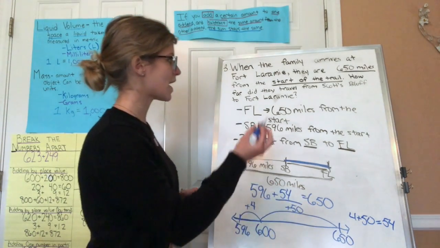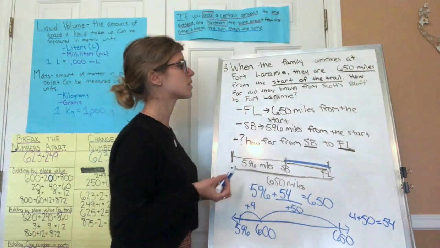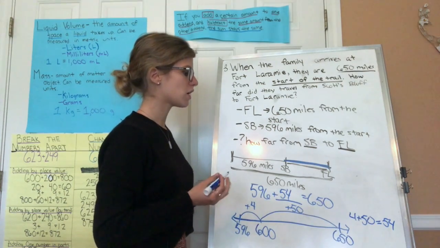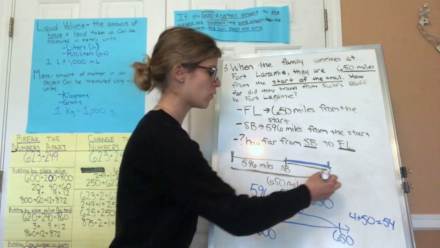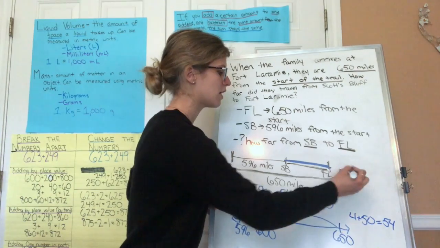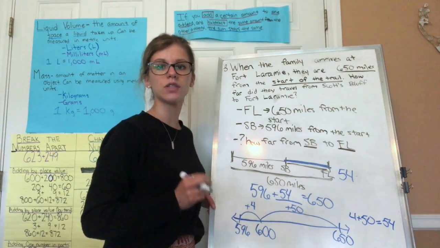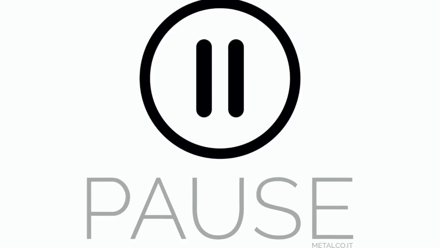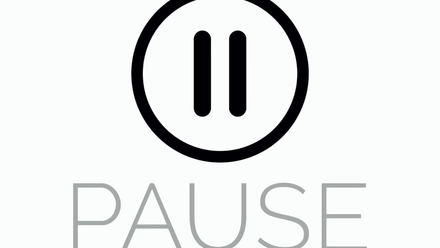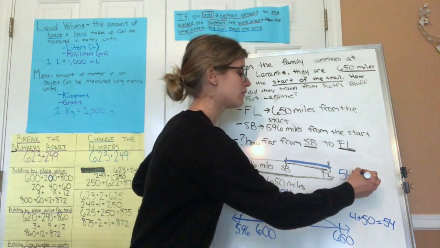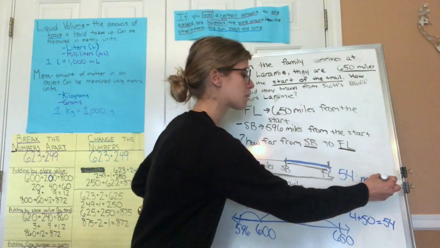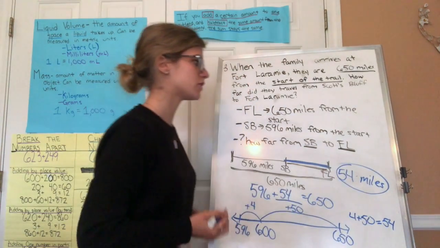And my answer, it's asking me how far do they travel from Scotts Bluff to Fort Laramie? So they traveled 54. Pause me and think about what my label is. What is my unit of measurement? 54 miles is my answer.